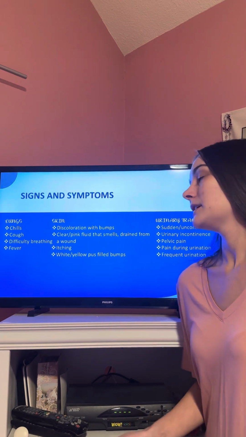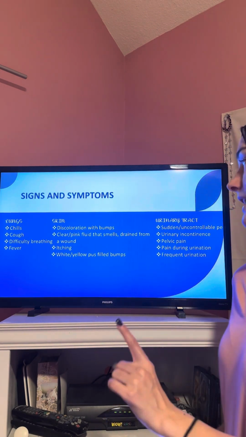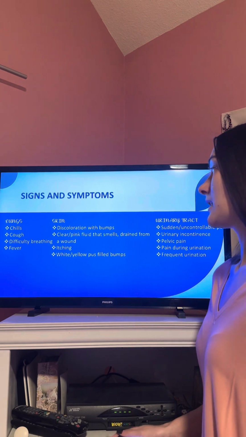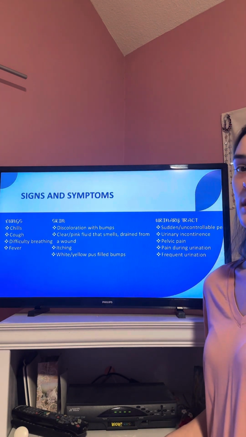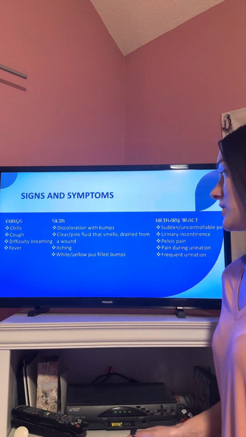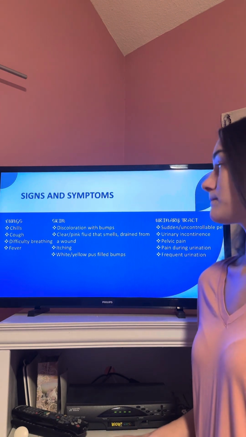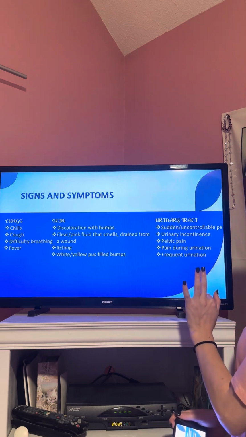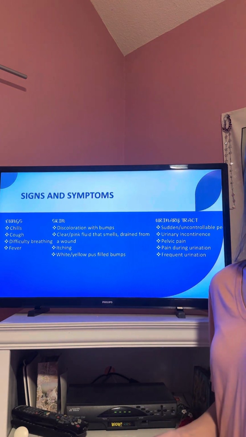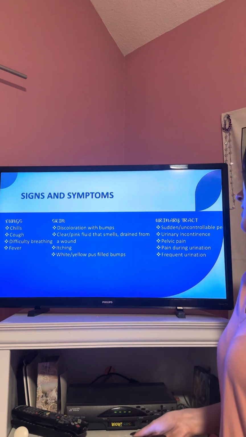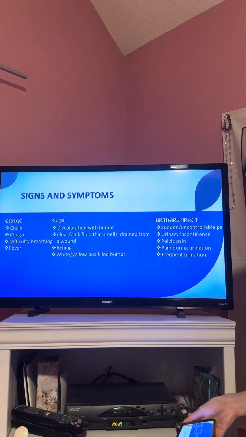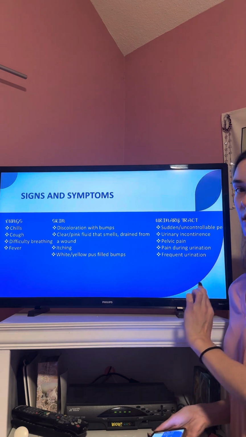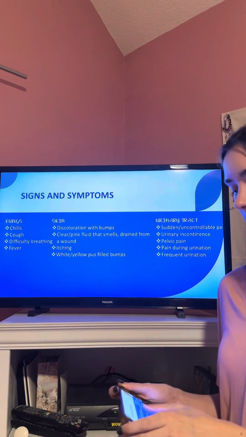Skin, we saw this in folliculitis. You can have discoloration with bumps, a clear pink fluid that smells and drains, or a fluid that's drained from a wound. You can see that in burn patients. Itching, white-yellow pus, and filled bumps as well. In the urinary tract, which can be from a UTI caused by this bacteria, you might have sudden uncontrollable urges to pee, urinary incontinence, pelvic pain, pain during urination, and frequent urination.